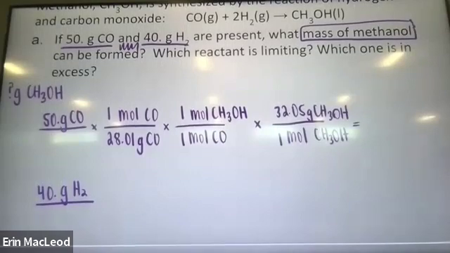So we'll do this math. And what this number is going to tell us is, if I used up all of my CO, how much product would I make? And it should be 57 grams. Okay. So if we used up all of the CO, we should make 57 grams of the methanol. And then we'll do the exact same thing with our other.